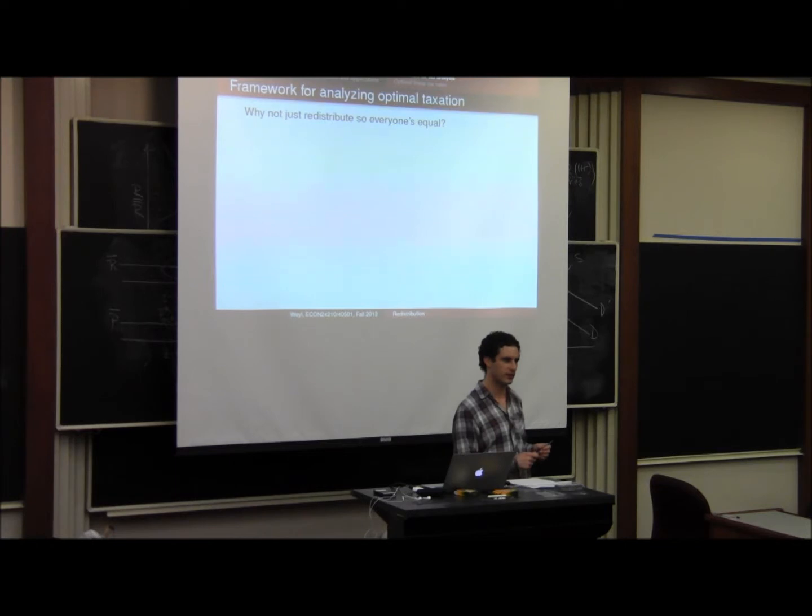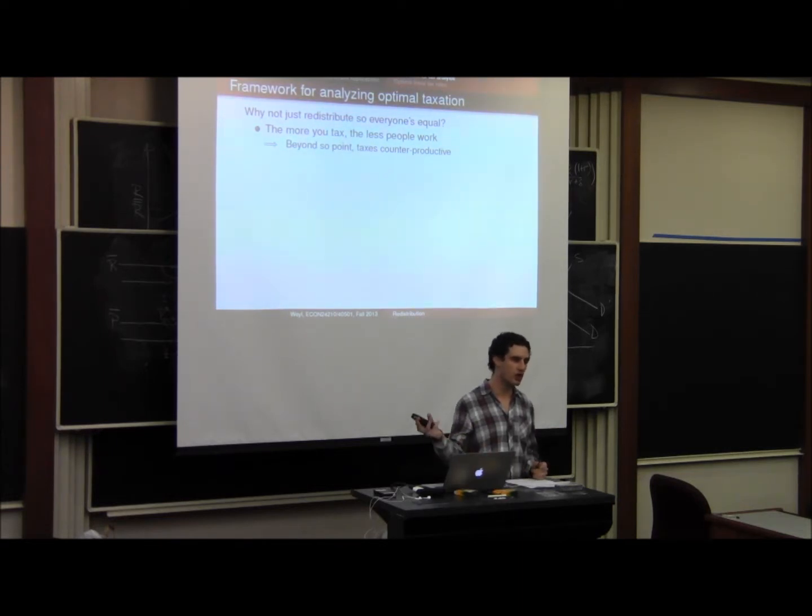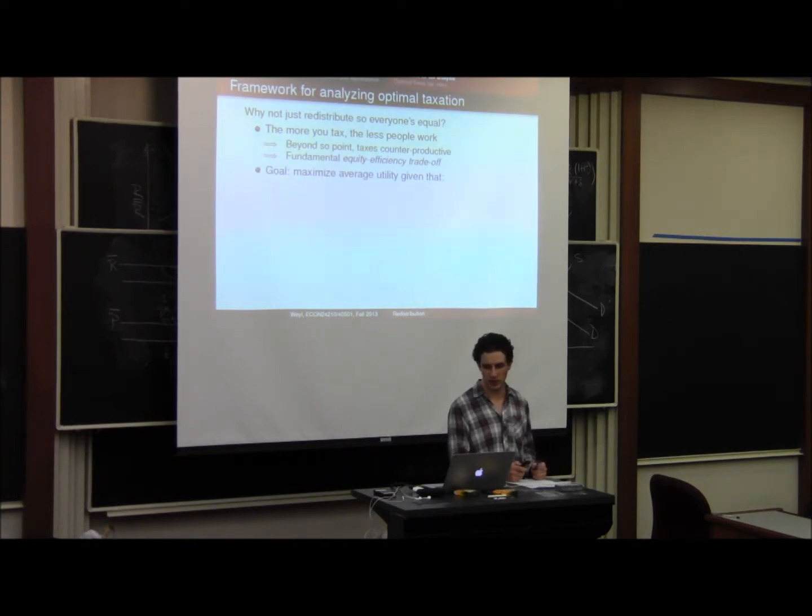And Arvid, what's the standard argument given for why we should not just equalize everyone's income? Because then you're taking away the incentives to work. Yes. Exactly. So the more you tax, the less people work. And in fact, beyond some point, taxing will be counterproductive, because you'll be extracting less in total from the rich, and therefore, you'll make the poor worse off as well. So there's a fundamental equity versus efficiency trade-off.